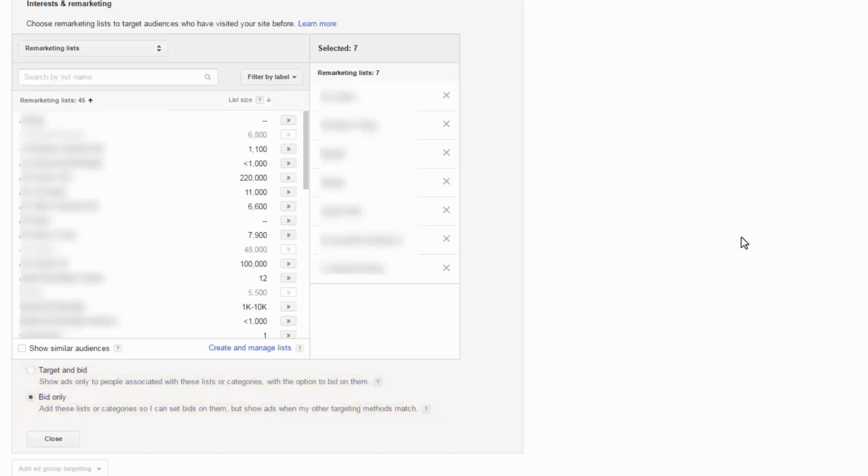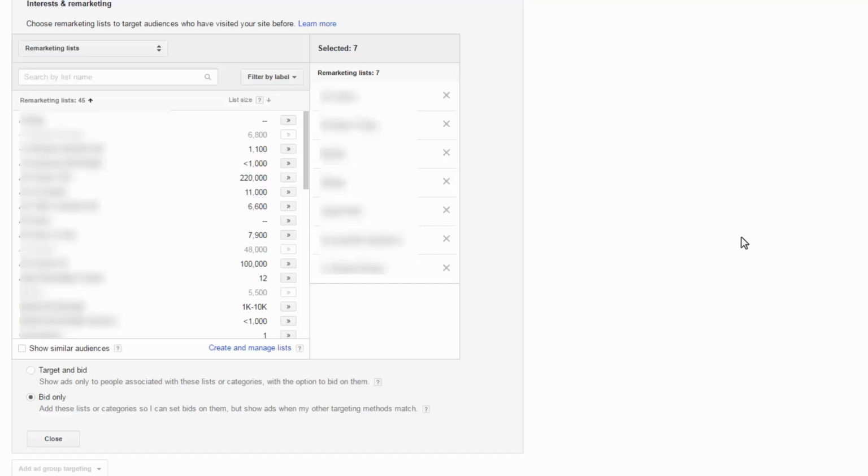So a really quick tip here is that bid only is for everything really. Target and bid is a great thing to do for competitors. So let's say someone visited your website. They are now in your 4-minute list. Well, you could create a campaign and then ad group that's purely based on target and bid, and you could put all your competitors' terms in as keywords, and that campaign would only target people who are searching for your competitors who are in your remarketing list.